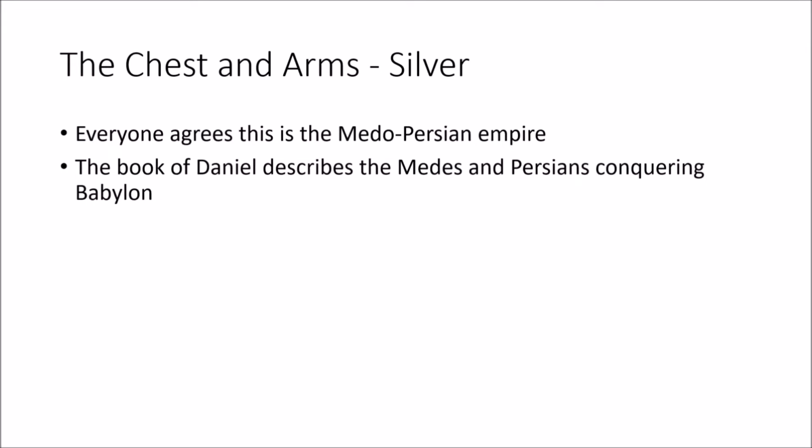So everyone agrees that this silver empire, the silver on that statue, represents the Medo-Persian Empire. And the book of Daniel actually describes that change there when the Medes and the Persians conquered the Babylonians. If you remember the handwriting on the wall, the finger on the wall, all of that describes that period of time when that change happened.